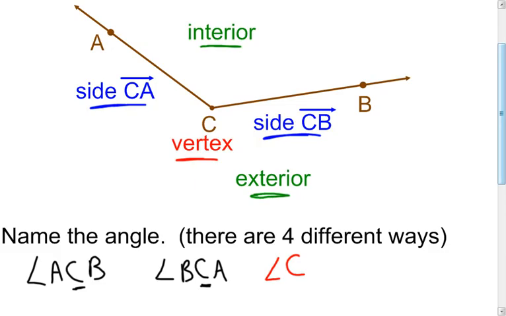And then the last way is sometimes there'll be just a little number in here. Maybe they'll put a 3 inside of this angle, and then we can refer to it as angle 3. The little numbers inside, that's a great way when there's a bunch of angles in a picture and it's kind of confusing on what's what. It's just a fast way to reference them. We can call it angle 3.